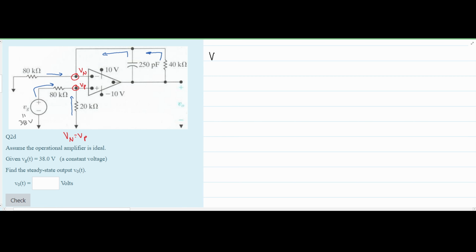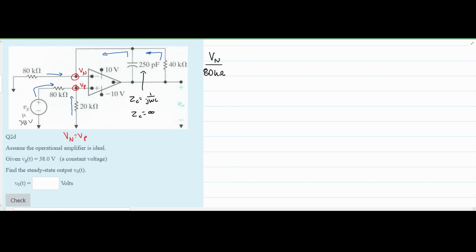We have our Vn over the 80 kilo ohm resistor, so that'll take care of this part right here. We're now going to look at this part. We have a 250, I think, picofarad capacitor, and the equation for capacitance to impedance is Z of C equals 1 over j omega C. Now, we aren't given an omega here, and since we aren't given an omega, that means that our Z of C can be equal to infinity.